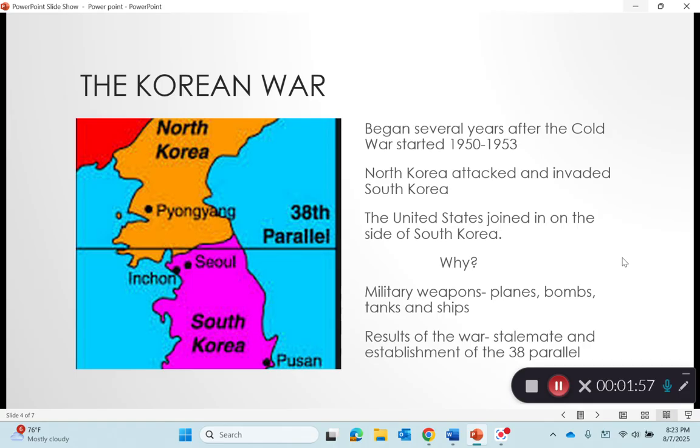And then we'll talk about the military, the weapons, the planes, the bombs, the tanks, and the ships that are all involved in the technological aspect of the Korean War. And the results of the war. It was a stalemate, and it established a 38th parallel that separates North and South Korea to this very day.